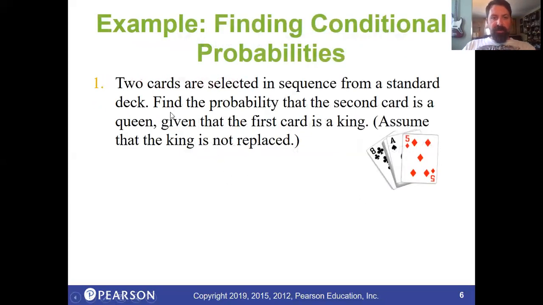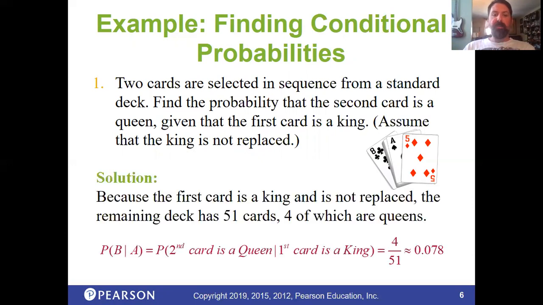For an example, let's select two cards in sequence. Find the probability that the second card is a queen, given the first card is a king. Assume that the king is not replaced. This has a lot to do with replacement. If it's not stated, we're to assume that there was no replacement. If we are to assume that there was replacement, it's got to be said that there was replacement. So if it's not stated, just assume there was no replacement.